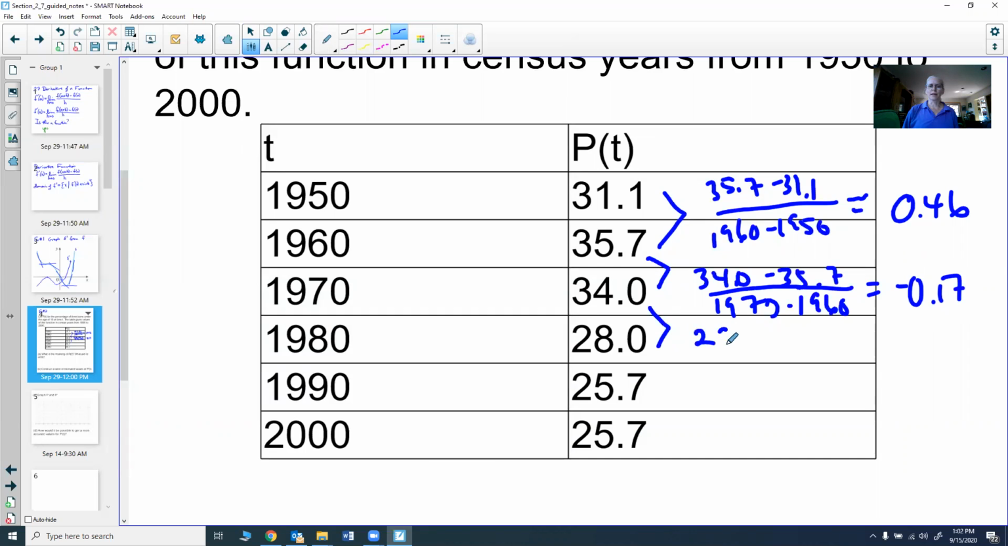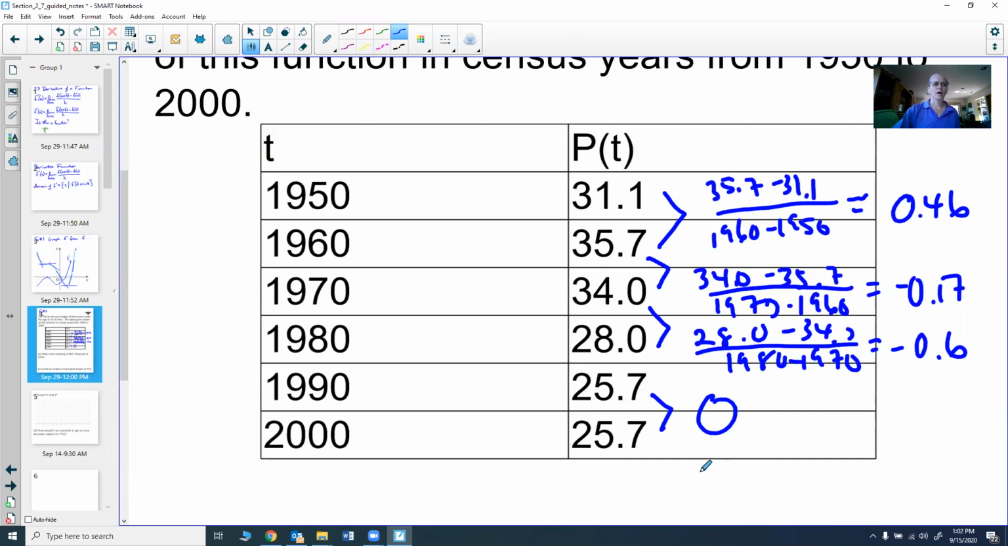So again, we take 28.0 minus 34.0, and we'd have 1980 minus 1970. And this looks like to be negative 0.6, yes. And the same thing here, we can do these. Noticing this, you can just tell when I subtract these two numbers, we're going to get 0.